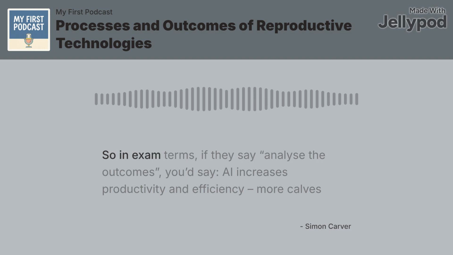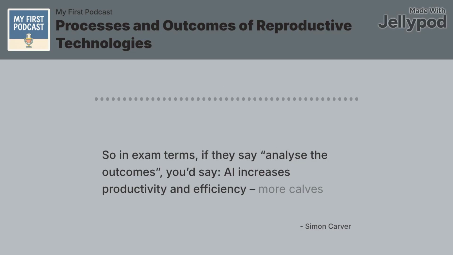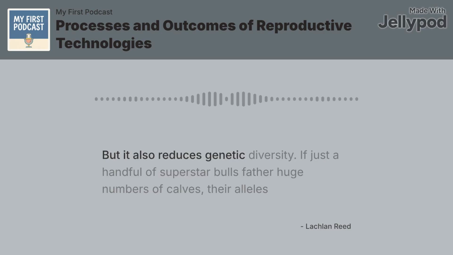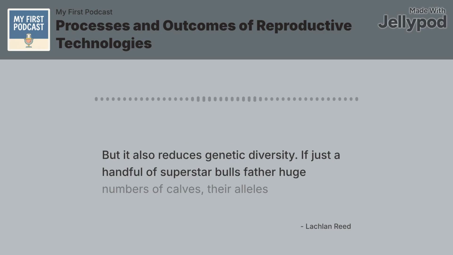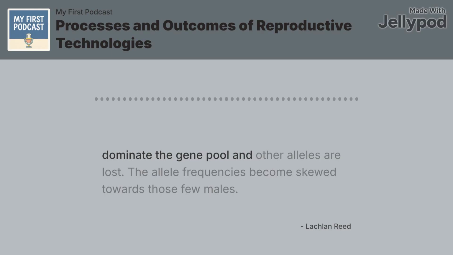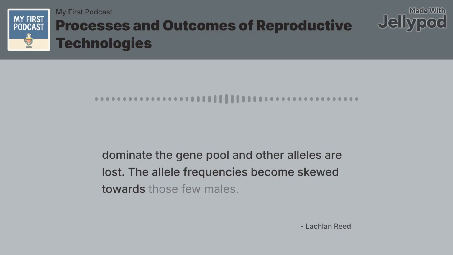So, in exam terms, if they say, analyze the outcomes, you'd say, AI increases productivity and efficiency, more calves from the best males, cheaper transport, less injury risk during mating. But it also reduces genetic diversity. If just a handful of superstar bulls father huge numbers of calves, their alleles dominate the gene pool, and other alleles are lost. The allele frequencies become skewed towards those few males.